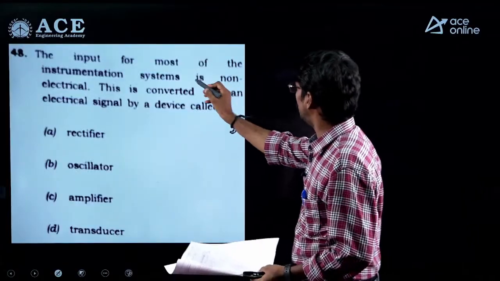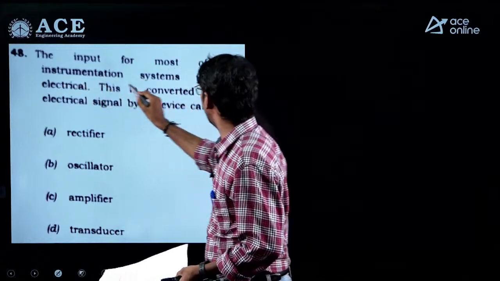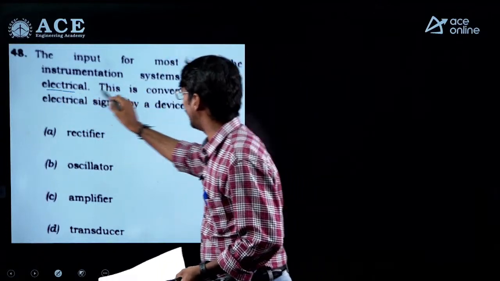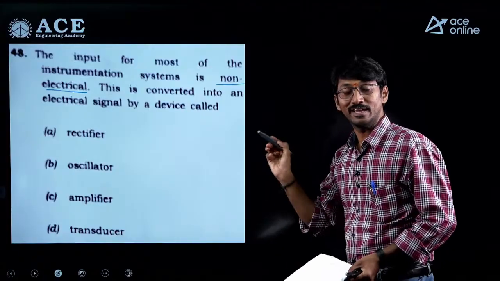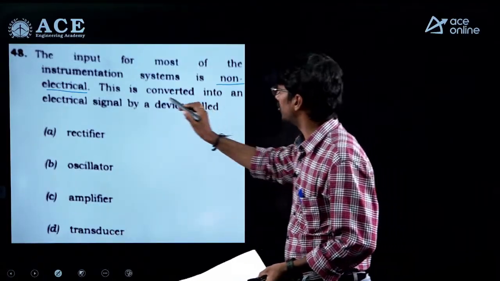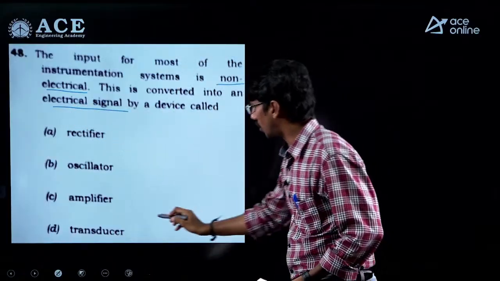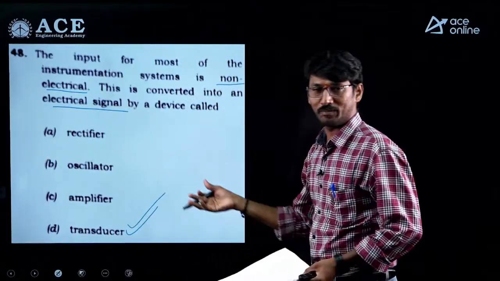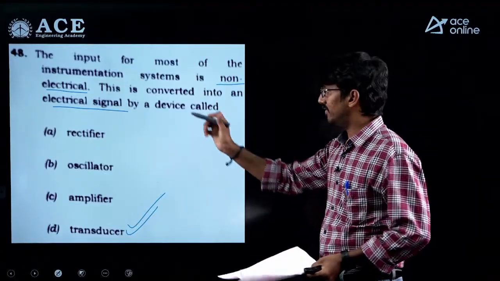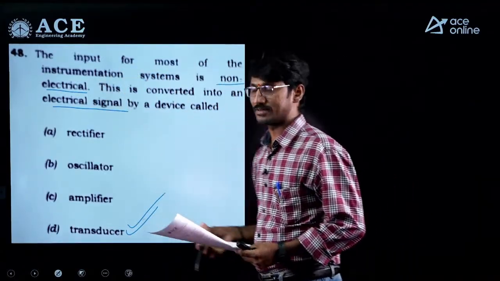Next one is, the input for most of the instrumentation systems is non-electrical. Nothing but he is asking, non-electrical input is given. It is converted into an electrical signal by a device called, so direct. Chapter name, topic name is a transducer, which converts non-electrical into electrical.